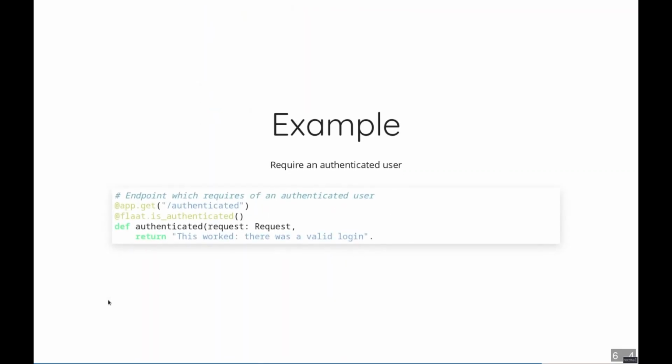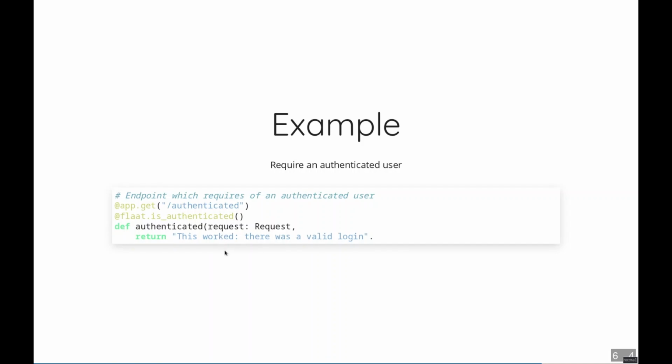Let's take a look at examples. The simplest example is to require an authenticated user. Here we see example code for FastAPI. So for the endpoint authenticated, we simply require the FLAAT decorator is_authenticated. And then this function may only be called by authenticated users.